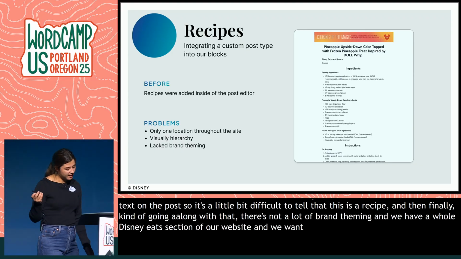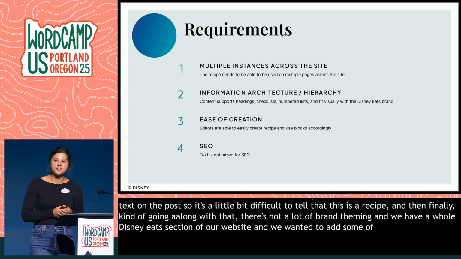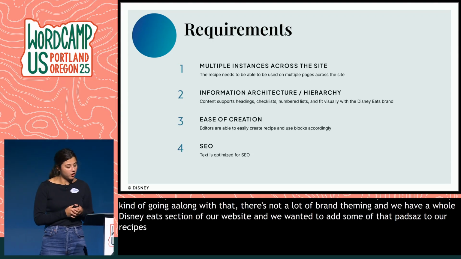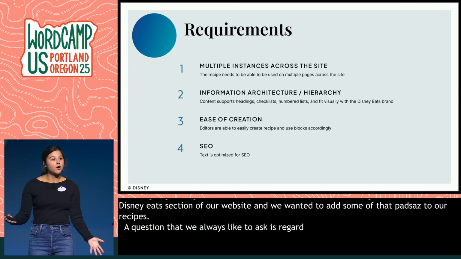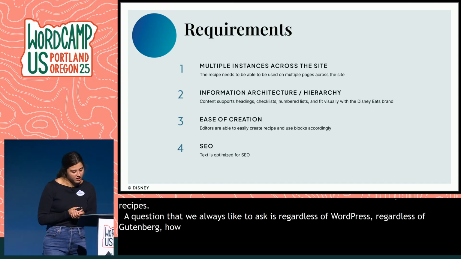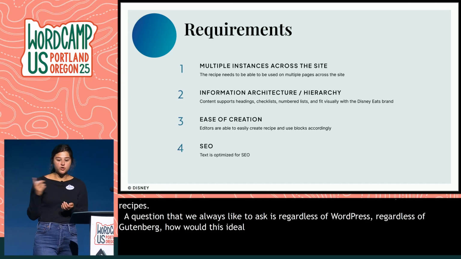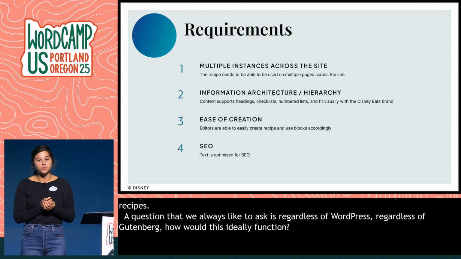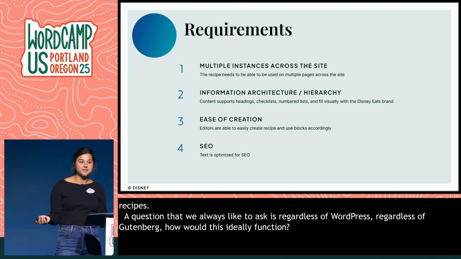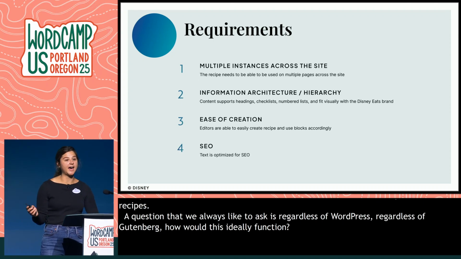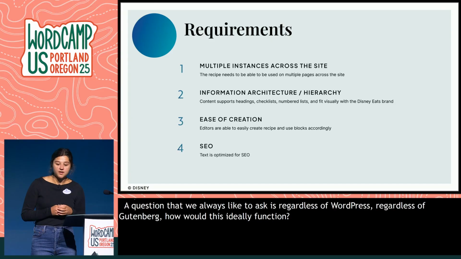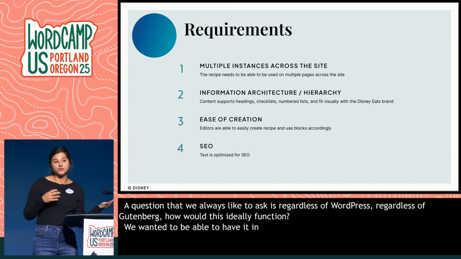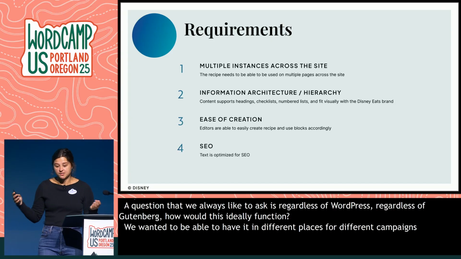So with that, we started by just gathering some requirements, and a question that we always like to ask is, regardless of WordPress, regardless of Gutenberg, how would this ideally function? So the first requirement that we deemed really important was, again, that multiple instances across the site. So we wanted to be able to have it in multiple places for different campaigns, like Halloween. And it needs to be accessible and able to be used on multiple pages.